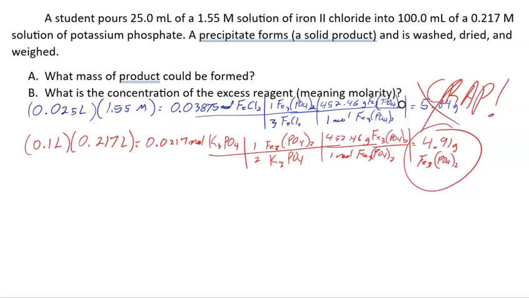It says if we use all of the iron 2 chloride up, we will make this much, but we can't, because the point at which we make 4.91 grams of iron 2 phosphate, the potassium phosphate runs out. If the potassium phosphate runs out, we have no more phosphate, we can't make any more. So that's our answer for A: 4.91 grams.